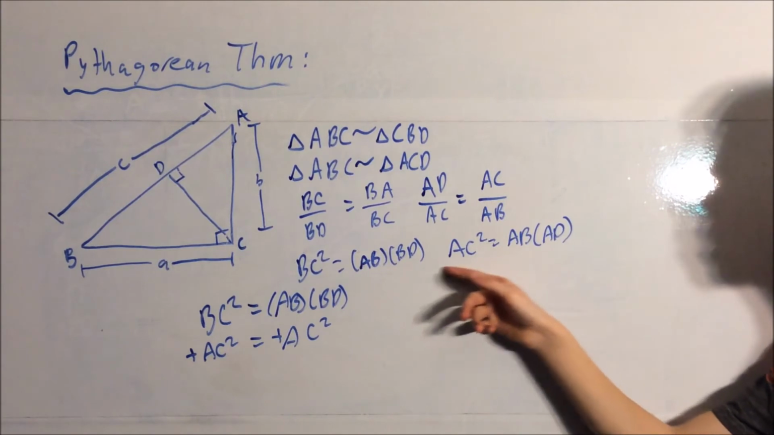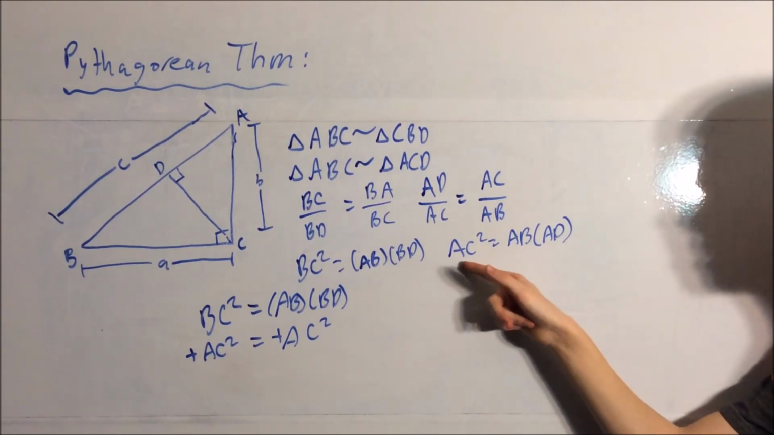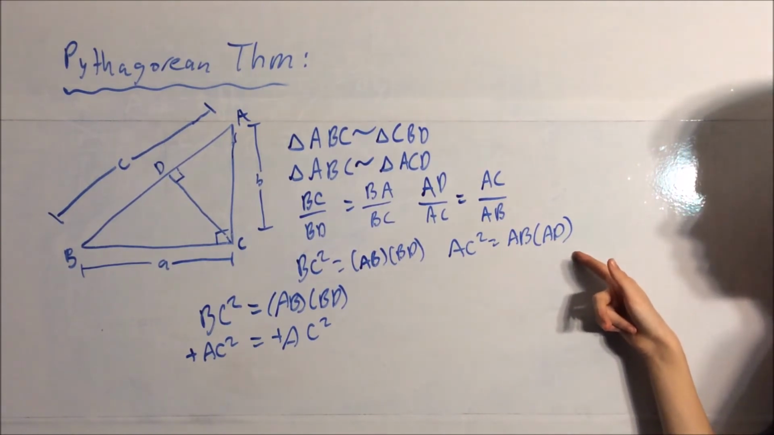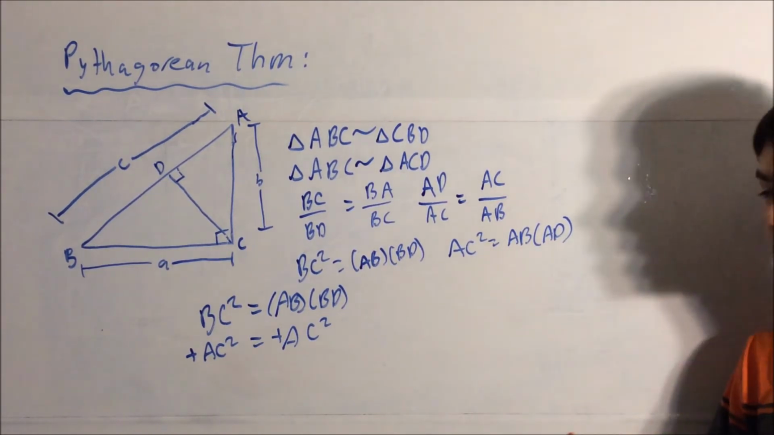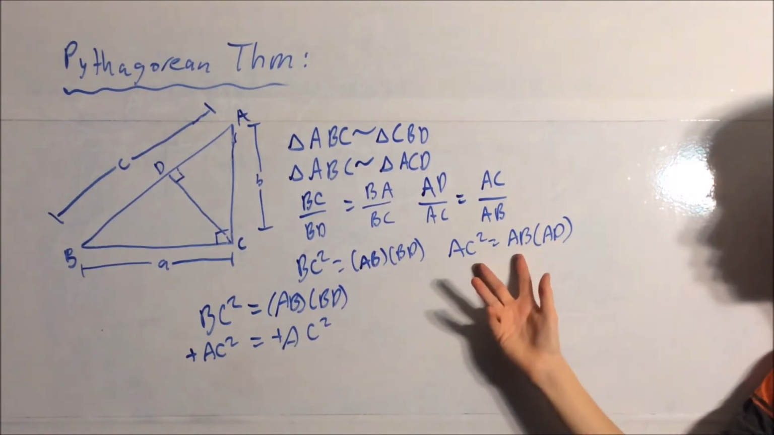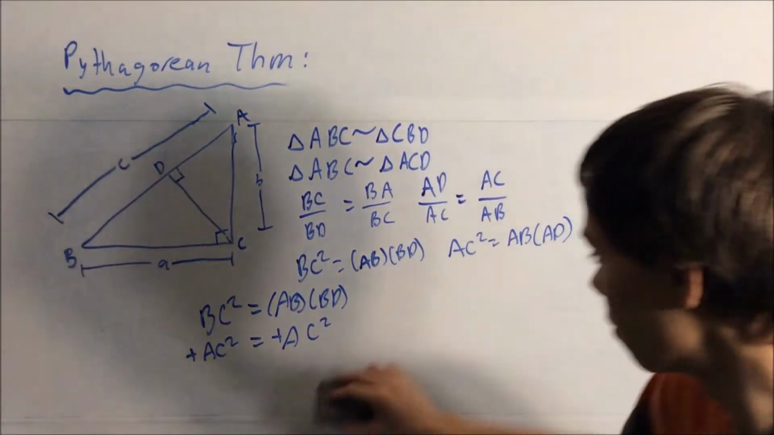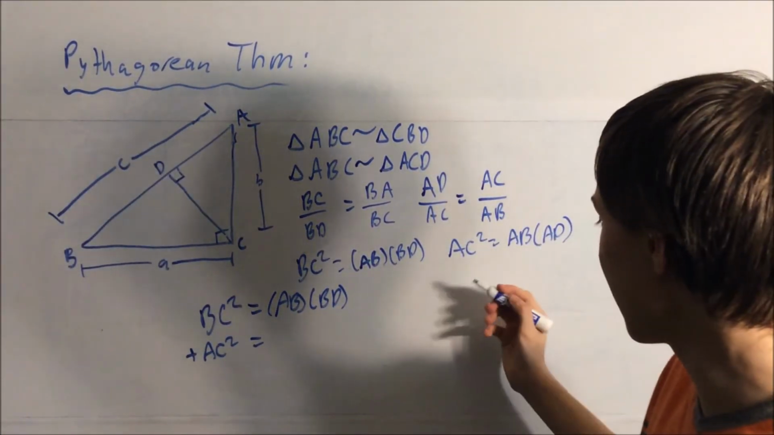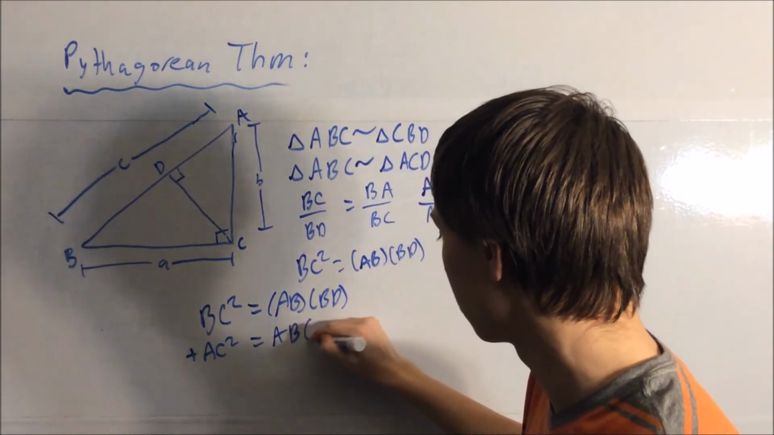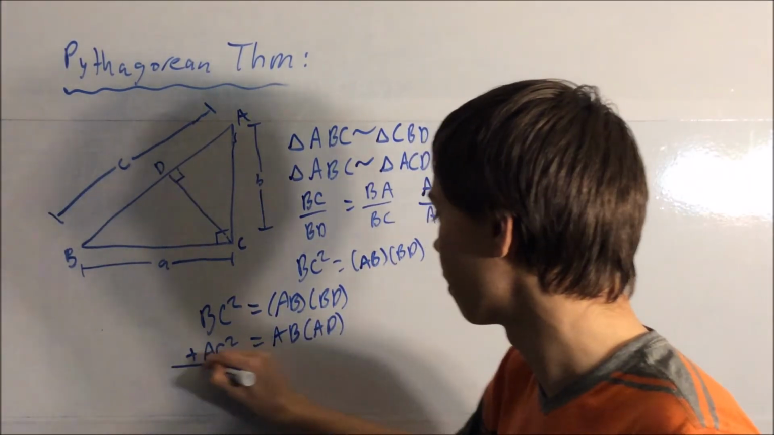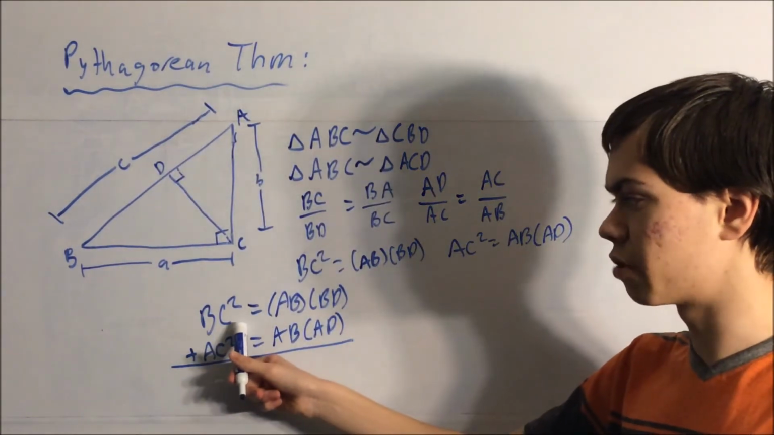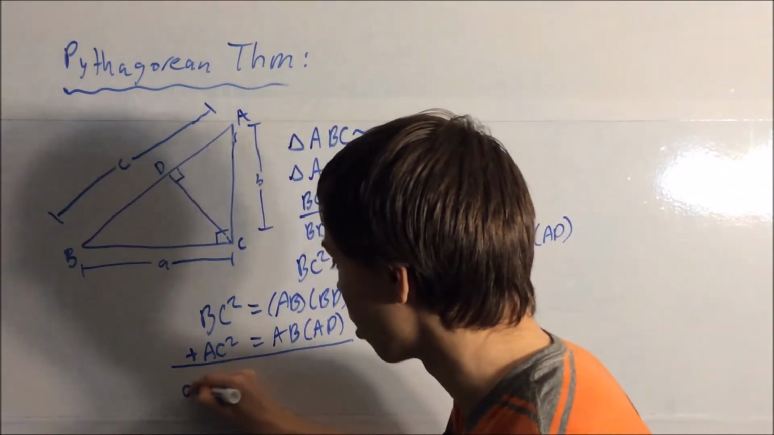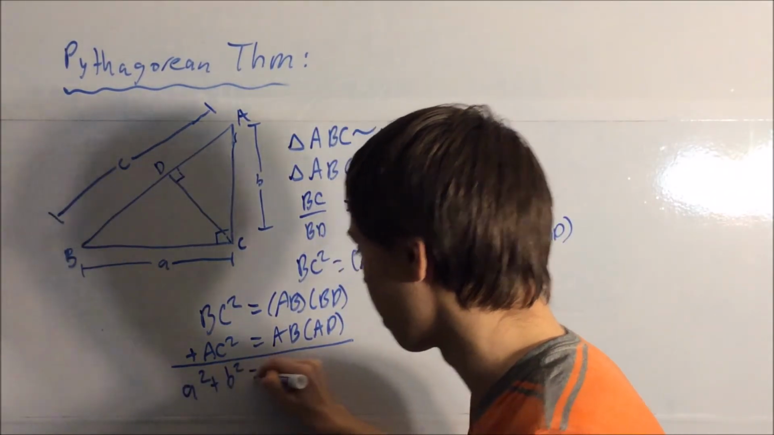But if we're adding AC squared to both sides, couldn't we add AC squared to one side and add AB times AD to the other side? We can do that. It's still the addition property of equality because those things are equal to each other. So I'm going to add AC squared to one side and AB times AD to the other side. Now here's the thing. AC squared plus BC squared, or BC squared plus AC squared, is just A squared plus B squared. So I'm going to write that as A squared plus B squared.